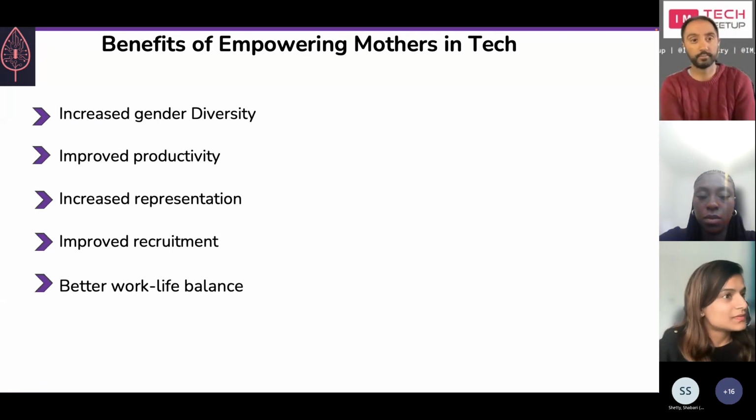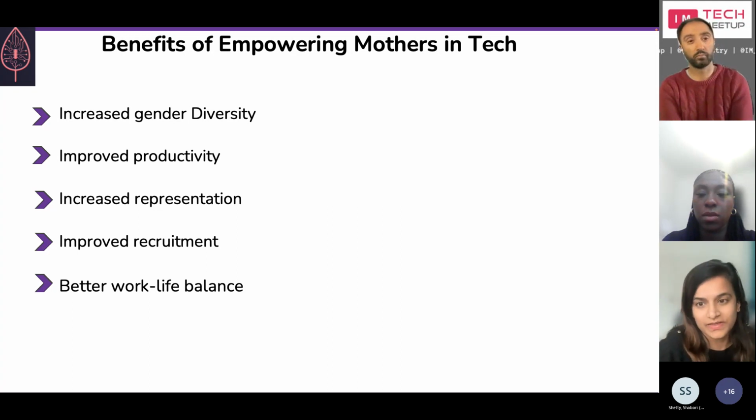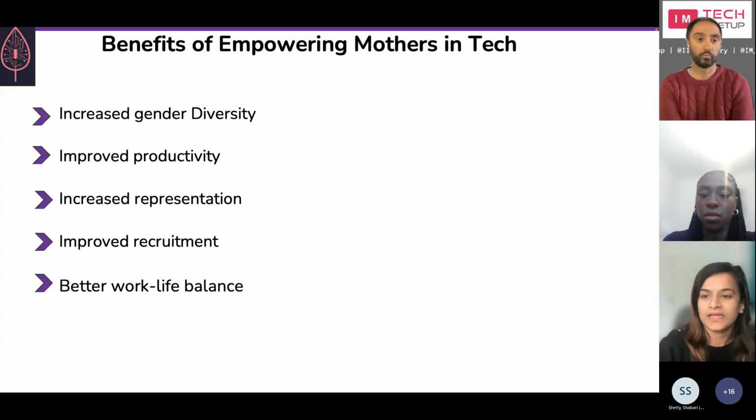Yeah. So, okay, benefits. What are the benefits? How will the world be if we empower mothers? We will see increased diversity. Empowering mothers in the tech industry can lead to increased diversity in the workplace, which can lead to better decision making and increased innovation.